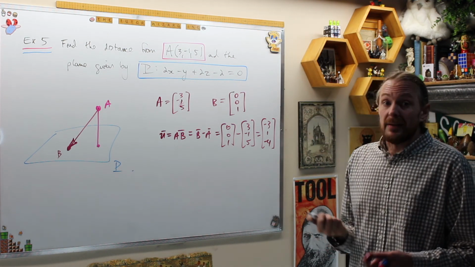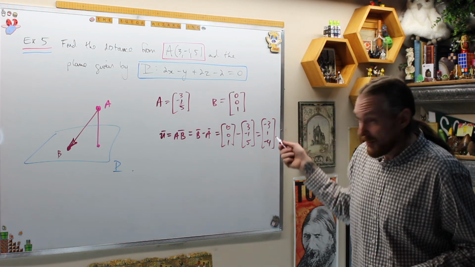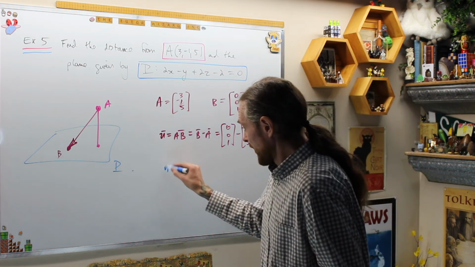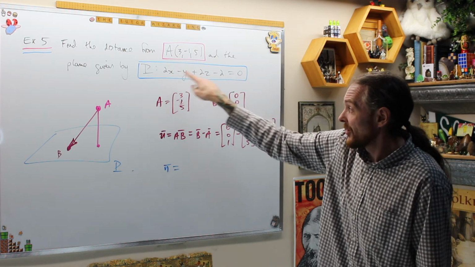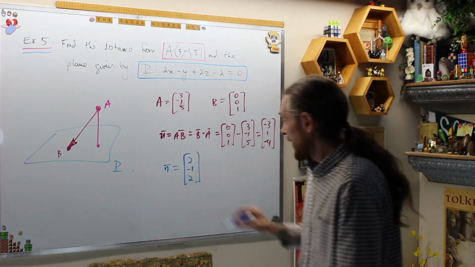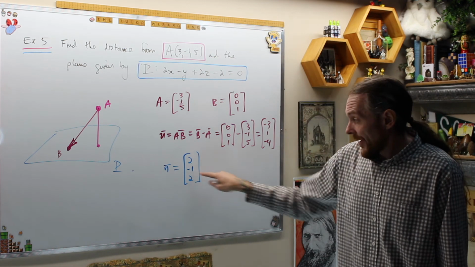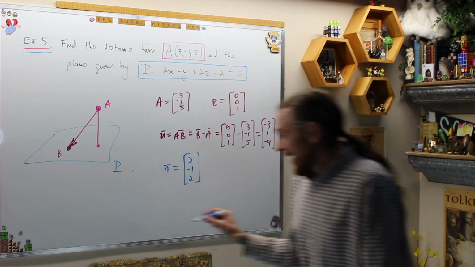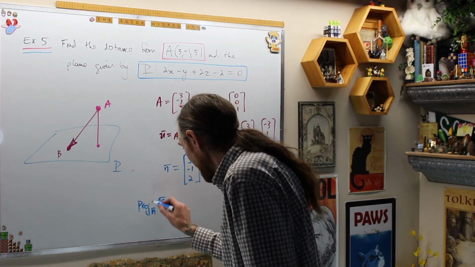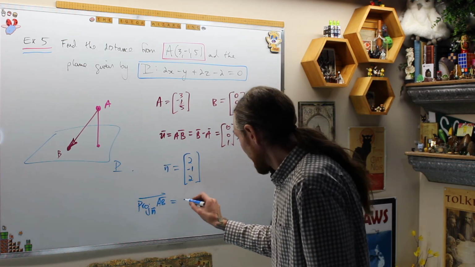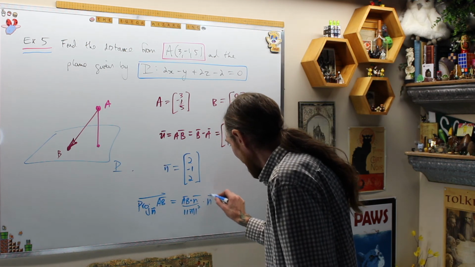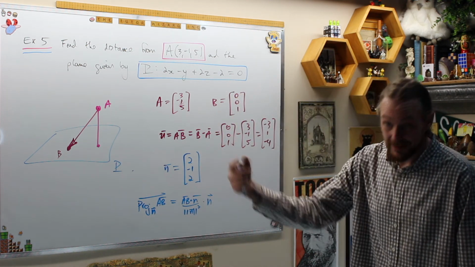I'm going to find the norm of the orthogonal projection of AB onto the normal vector. Who's the normal vector? The coefficients standing in front of the x, y, z in general form. So this should be 2, negative 1, 2. Now I have AB and I have N. Let's create the projection of AB onto N as a vector. That's going to be AB dot N over the norm of N squared times N. And the length of that is our distance.